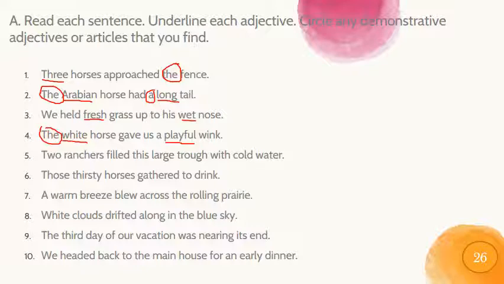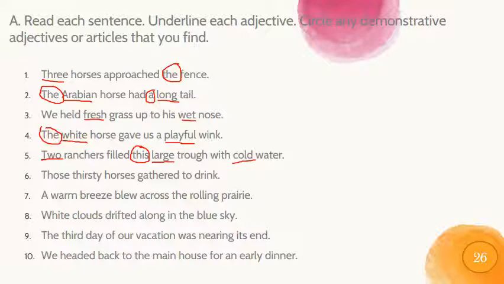5. Two ranchers filled this large trough with cold water. Two ranchers. Two is a number, so it's an adjective. Ranchers is a noun. Filled this large. This is a demonstrative adjective. Large is an adjective. Large trough with cold water. Cold is also an adjective.